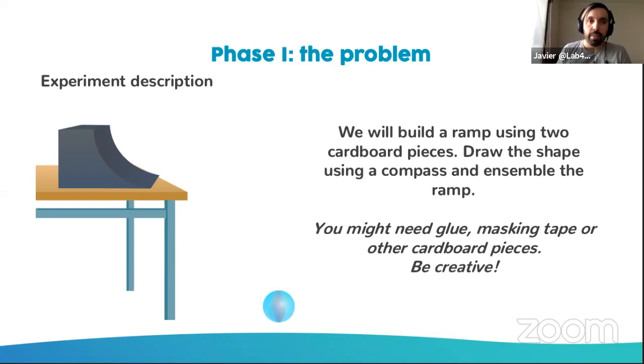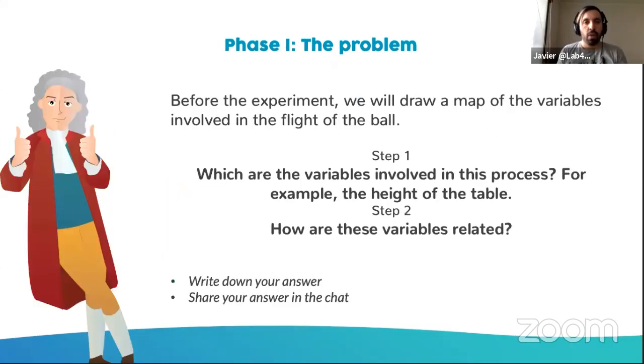So, let's keep going. Once we have defined more or less our problem, we will be watching a ball fall through a ramp. And the question is not that simple, right? What can we do in order to understand how the ball will fall or where the ball will fall? In order to do that, we have prepared a simple exercise for you today.